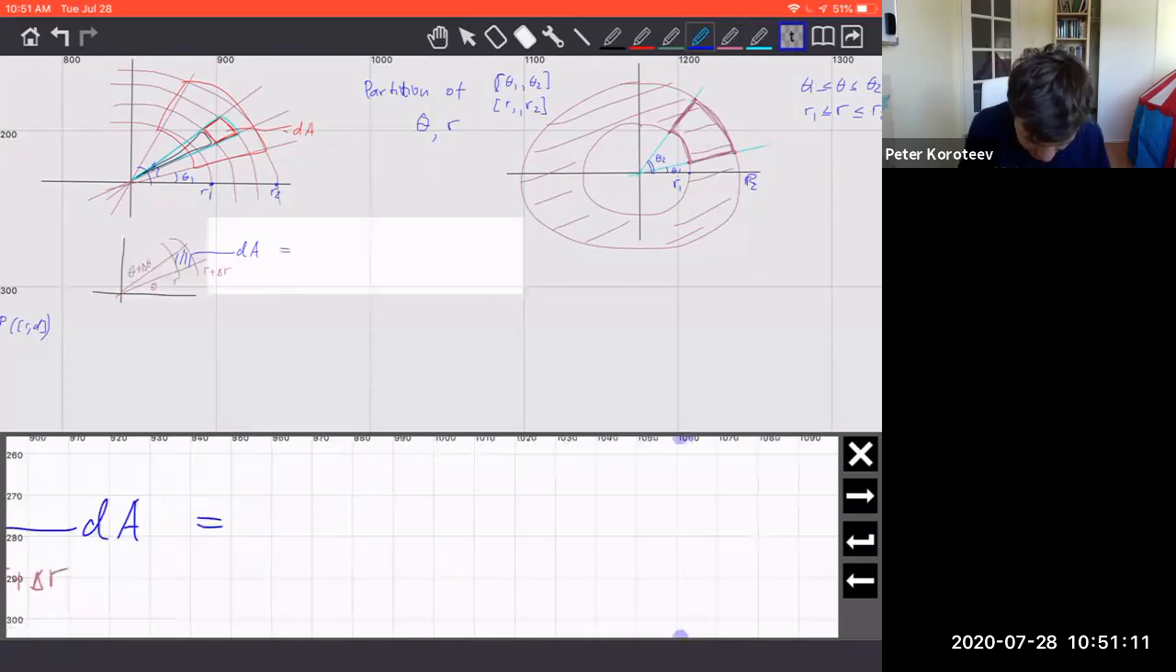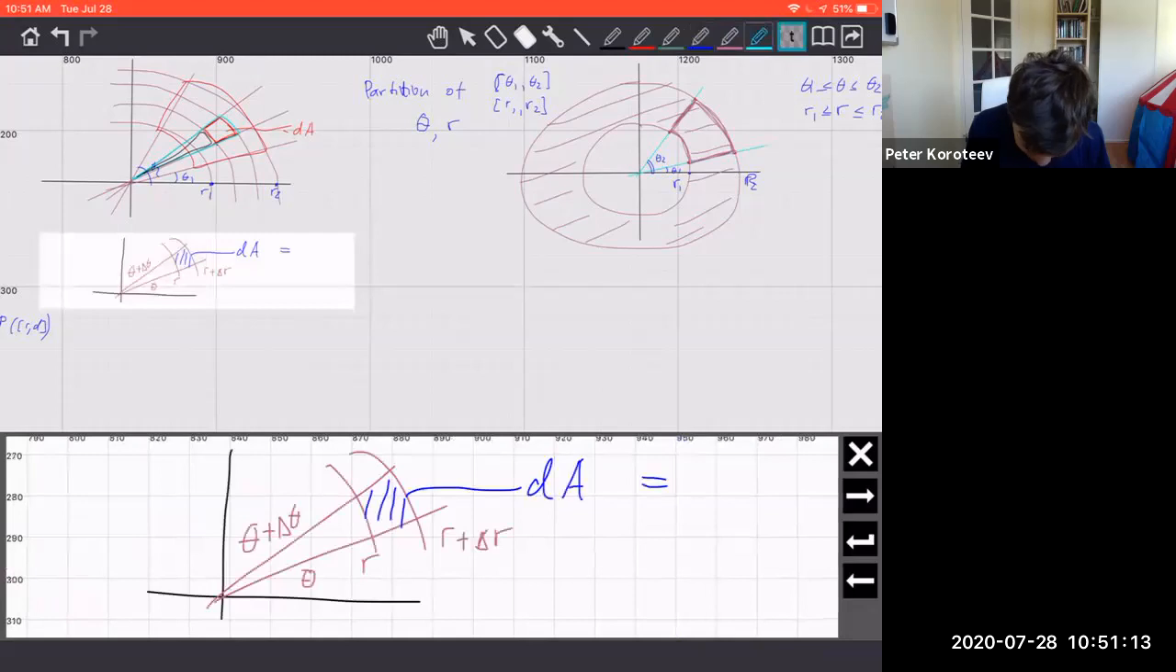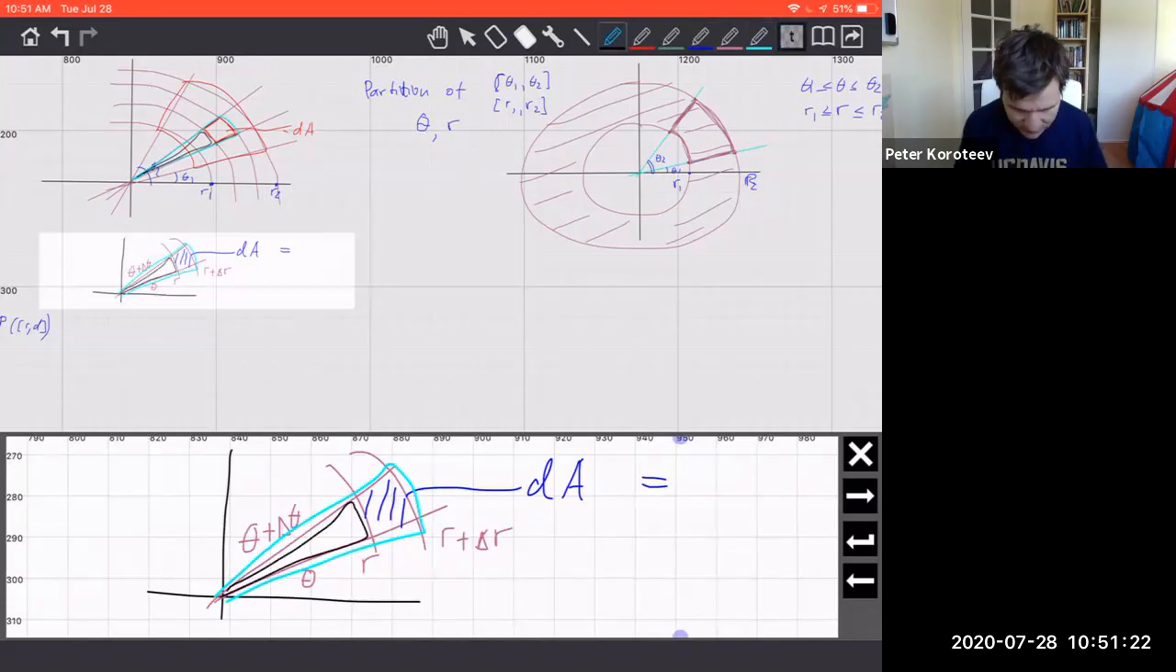So as I said here, we take the area of this sector and then subtract from it the area of this sector. So what is the area of this bigger cyan, whatever this color is, sector? If you know that the radius is r plus delta r, and the angle wedge is equal to delta theta, what is the area?